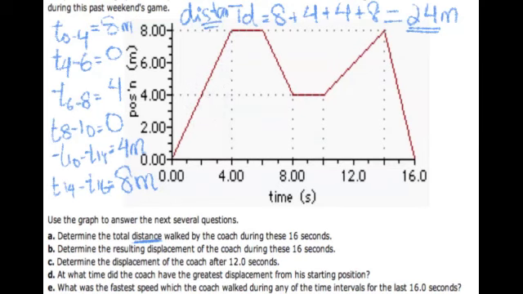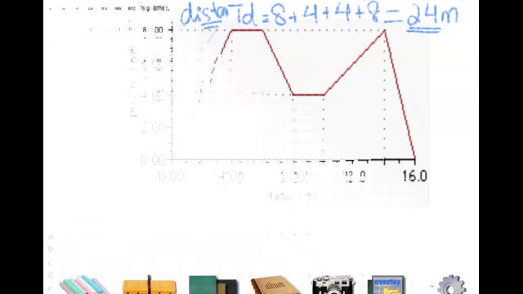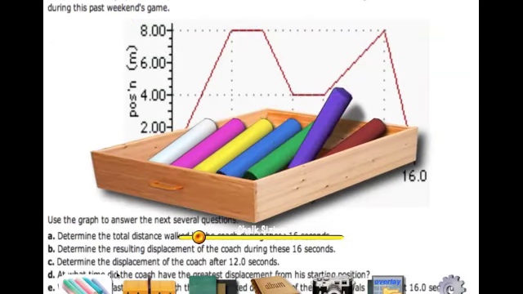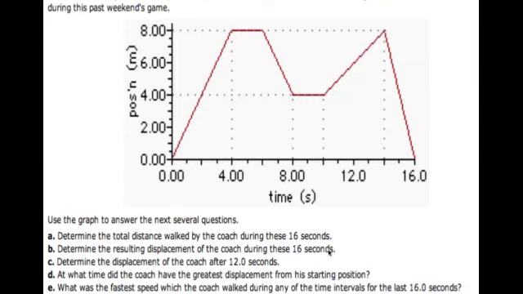Let's talk about the displacement. Let me just clear it up a little here. Now it says determine the resulting displacement of the coach during these 16 seconds. Now if you remember, what we do is we see the original position of the coach. He was at 0, and after 16 seconds he was back again at 0.